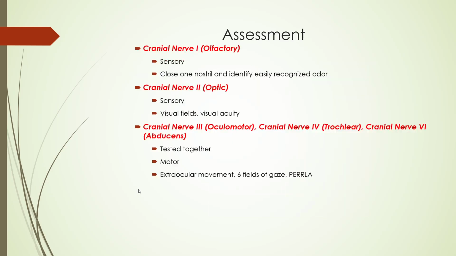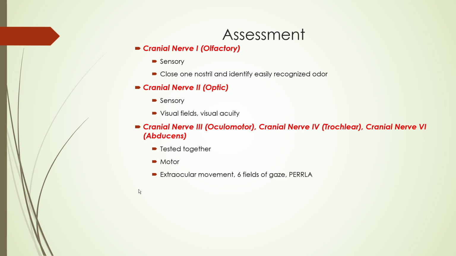Okay, so the first one, cranial nerve 1, is the olfactory, which is sensory. The way that we test that is to close one nostril and identify a recognized odor, for example coffee or peppermint. Cranial nerve 2 is optic, so that is sensory as well. That's when we assess for the visual fields and the visual acuity. The visual fields is the peripheral vision, and visual acuity is the Snellen chart, or a chart where you can assess whether the patient is able to read at a certain distance.